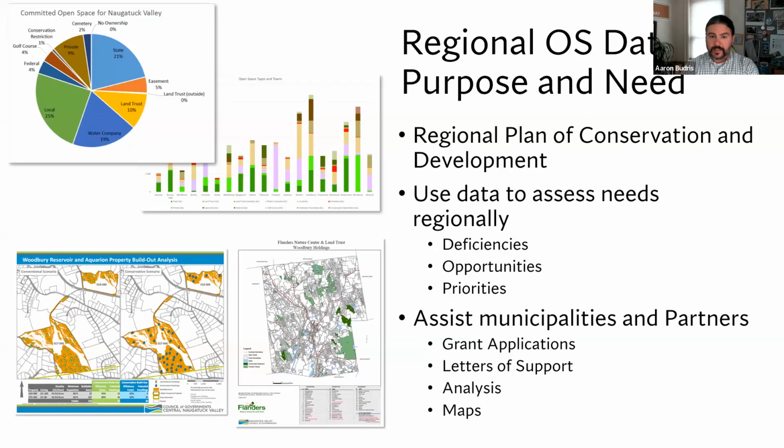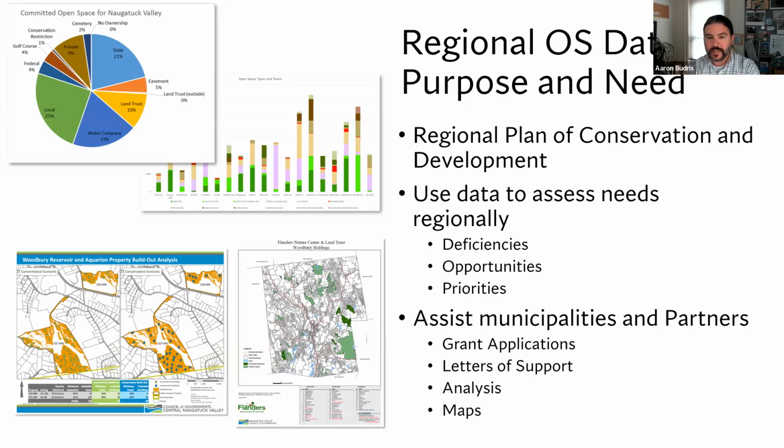And we collect and use that data for a number of reasons. First of all, it informs our regional plan of conservation and development that we update every 10 years, and we're currently working on right now. The POCD is an advisory policy document which will help guide regional development investment in the NVCOG region over the next 10 years. So for that, we really want to know the needs of our residents and future residents and how those needs are being met, highlight opportunities, and encourage conservation based on need.